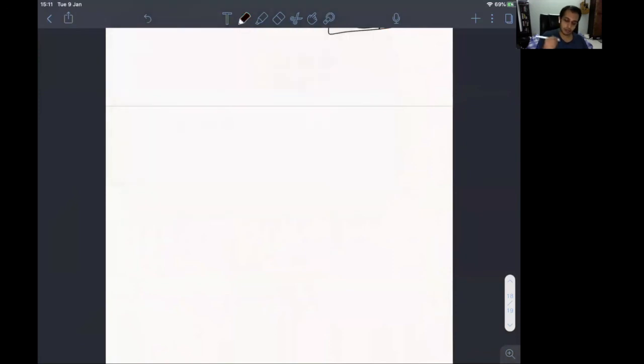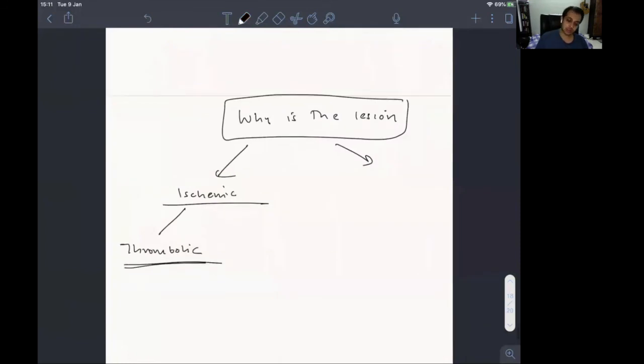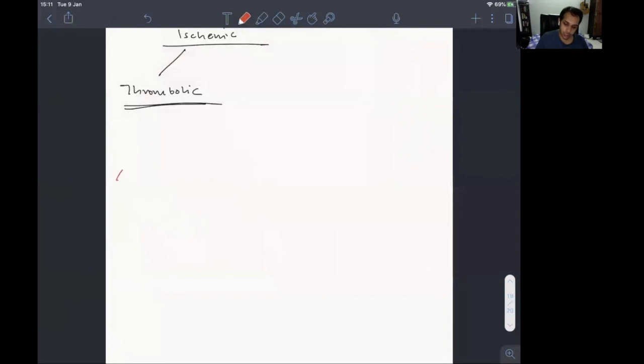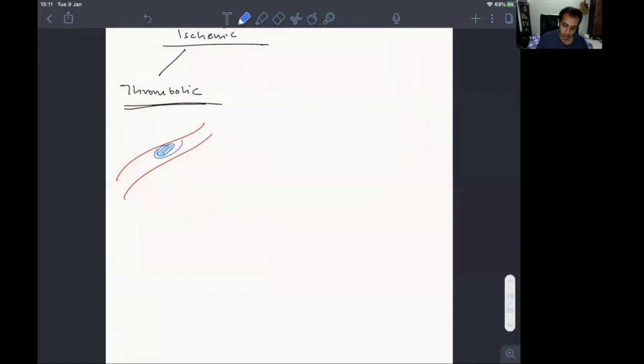Now let's talk about, we finished where is the lesion and we finished what is the lesion. Now let's talk about why is the lesion. So that is, why is there a stroke? And the why depends entirely on the type. So supposing we are talking about an ischemic stroke, and specifically we are talking about a thrombotic stroke. So in thrombosis, what happens is, in a blood vessel, you have a slowly growing plaque which keeps increasing in size until one day the blood flow is stopped.